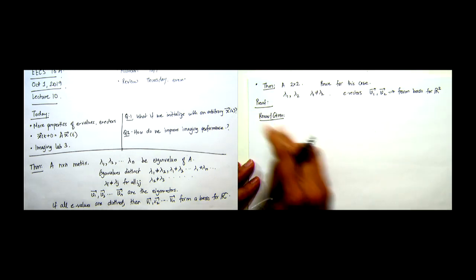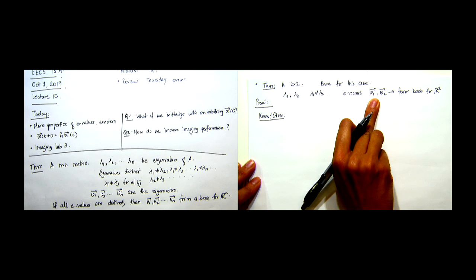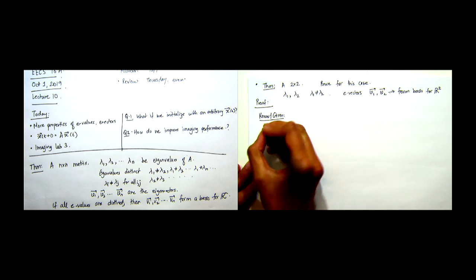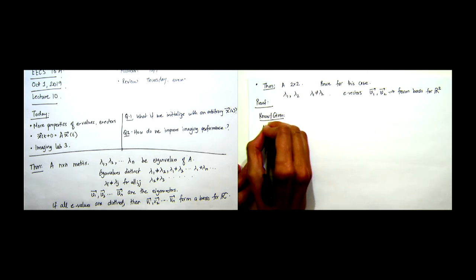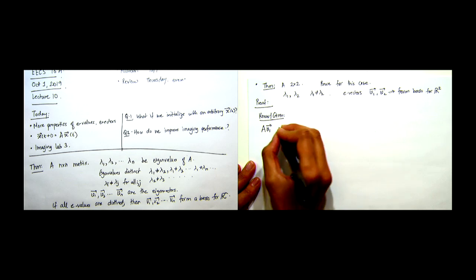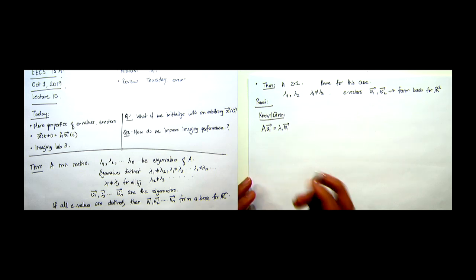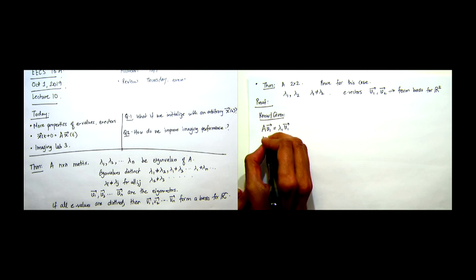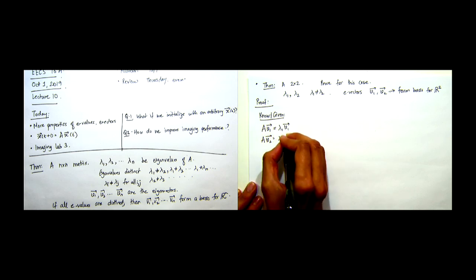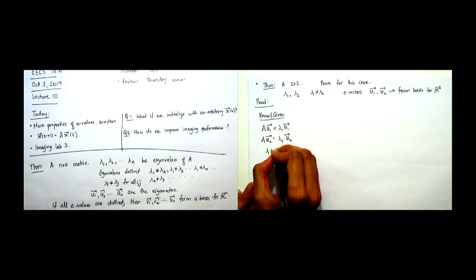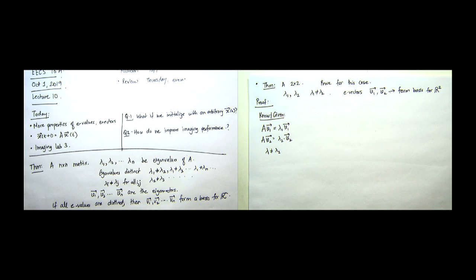Well, you know V is the eigenvector corresponding to eigenvalue lambda 1, right? So what happens when I take A times V1? This is lambda 1 V1, right? Is this known to me? This is known. What else is known to me? A times V2 is equal to lambda 2 V2. And I know lambda 1 is distinct from lambda 2. Okay?